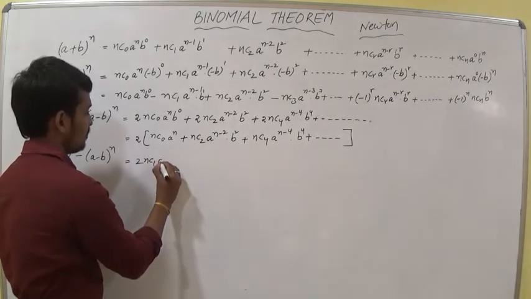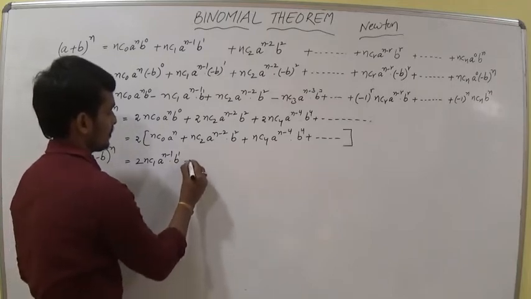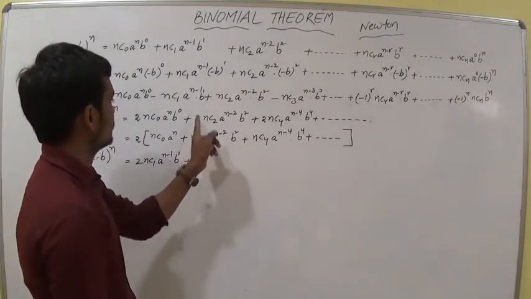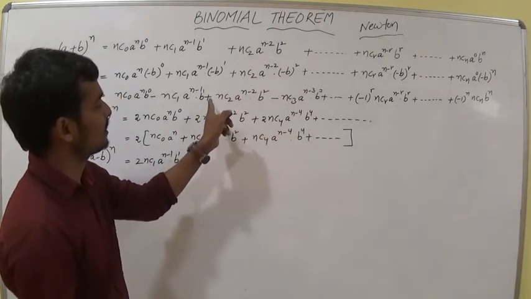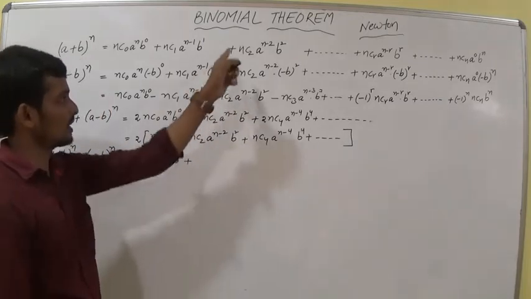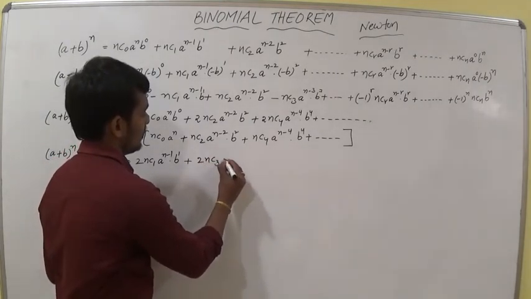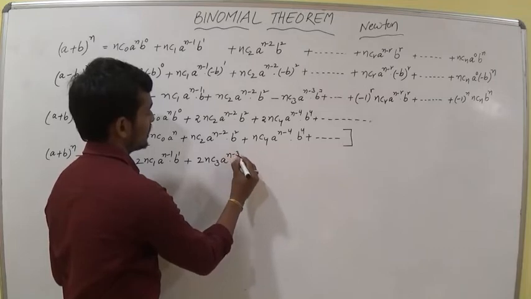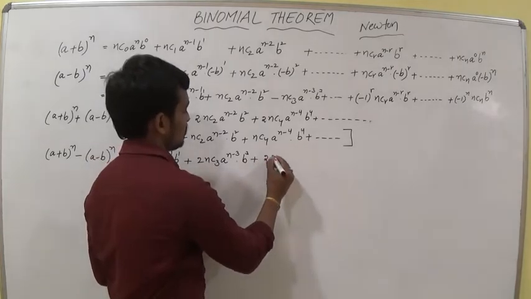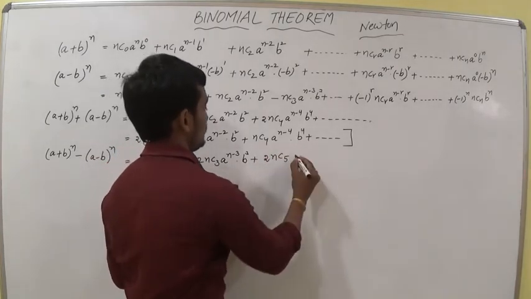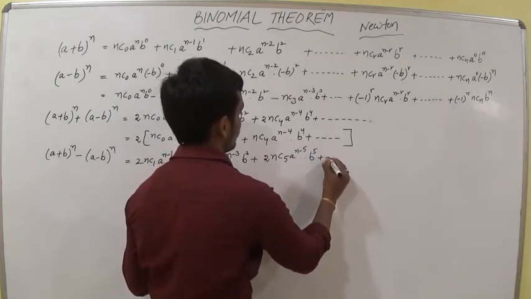nC1 is 2 nC1 a power n minus 1 into b power 1, plus nC2 a power n minus 2 b square, and nC2 a power n minus 2 b square. It becomes minus, because we are doing minus. These two cancel, and the next term we are getting is 2 nC3 a power n minus 3 into b cube. Can you guess the next term? Yes, we can. 2 nC5 a power n minus 5 into b power 5, plus and so on.